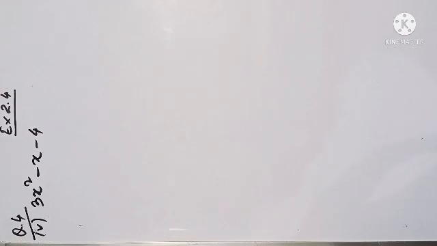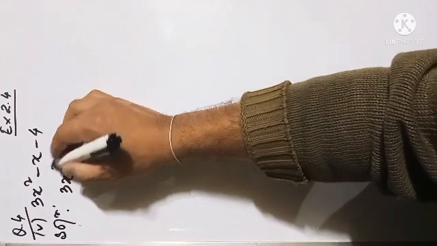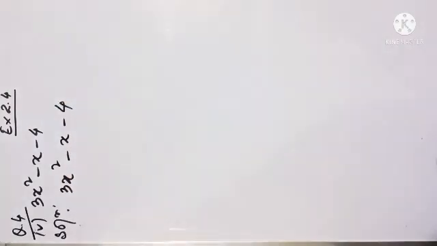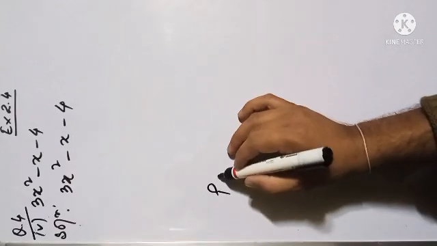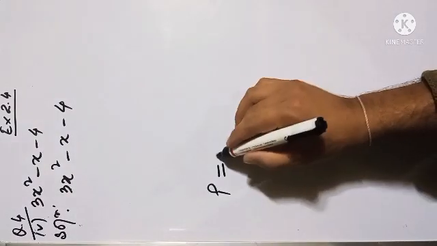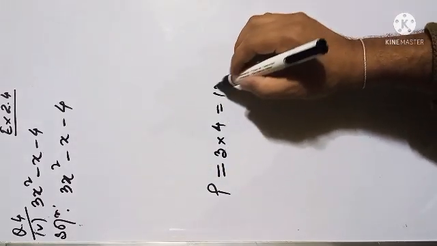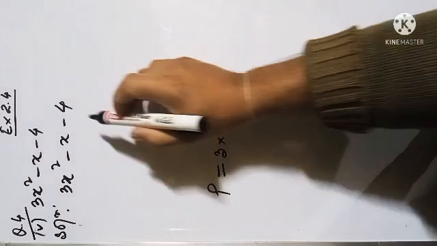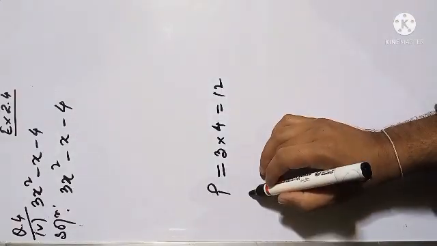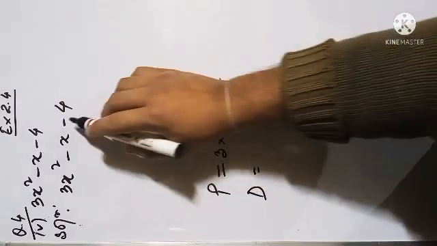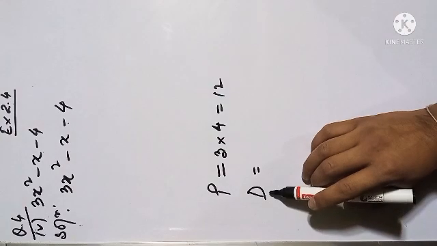We have the fourth question. Solution. 3x squared minus x minus 4. Okay, let me write here P. P means product. It should be given by 3 into 4. 3 into 4, we have 12. Okay, what is the sign of the constant term? This is minus. So, let us take here difference. When it is plus, I will write here sum. When it is minus, I will write here difference.